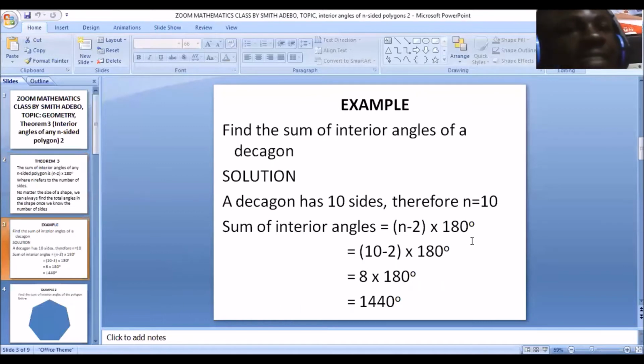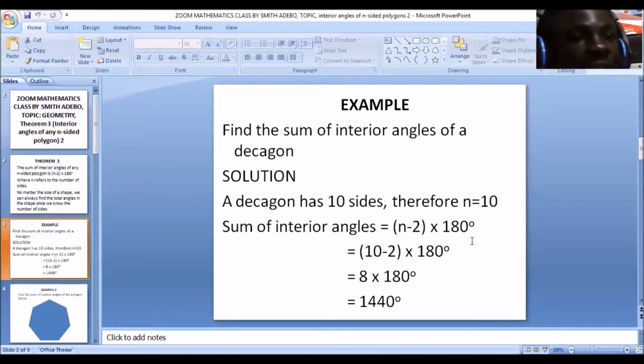And here's an example. It says we should find the sum of interior angles of a decagon. Like I said, most times you'll be given a question to find the sum of interior angles of a diagram that is given to you. But in this case, we're not given a diagram, we're given the name of a polygon. Decagon. The first thing you ask yourself is, what is a decagon? How many sides does the decagon have?